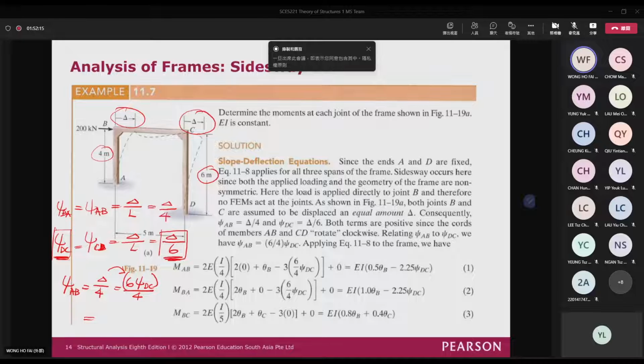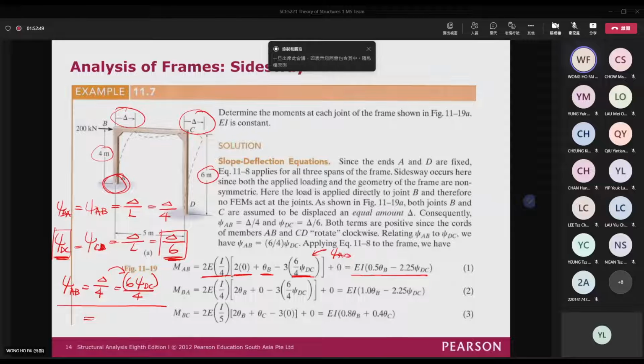So when I write down the equation, you can see that this is 2 EI over L, then this is 2 theta A, because theta A is a fixed support, so theta A is equal to 0. While theta B is an unknown, so I will just leave it here. And then for this one, the delta is actually phi AB. But I have just shown you that phi AB is equal to 6 over 4 phi DC, so I will write it here. So I will reduce to this equation.